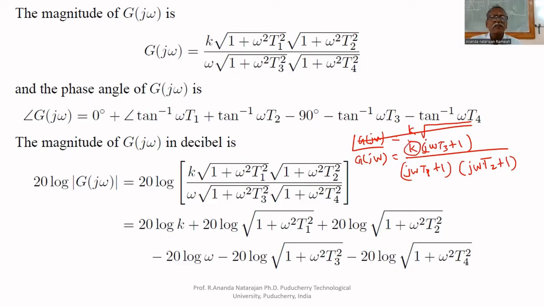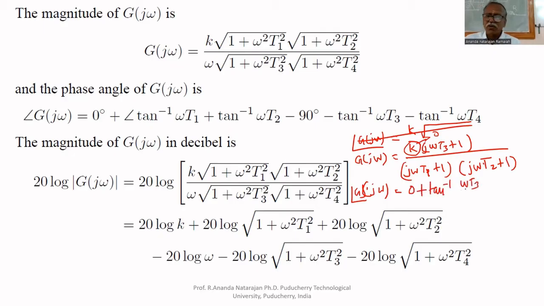What is the angle of K? The imaginary part of K is 0. Angle means tan inverse of imaginary part by real part. Tan inverse of imaginary part is 0. Therefore, angle of K is always 0. Therefore, angle of G of j omega equals, for K, angle 0, plus tan inverse of omega T3 divided by 1.